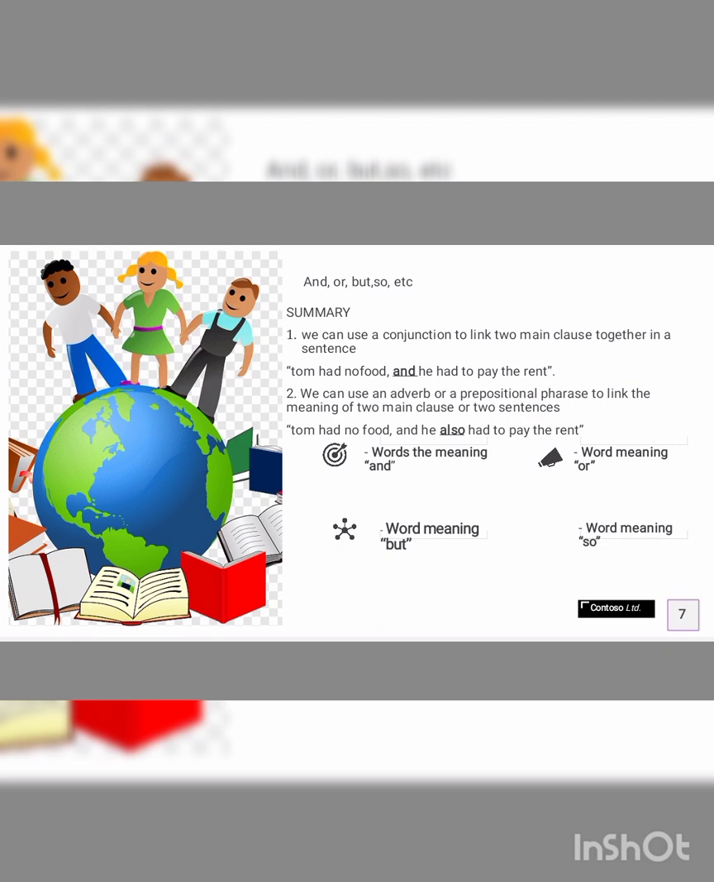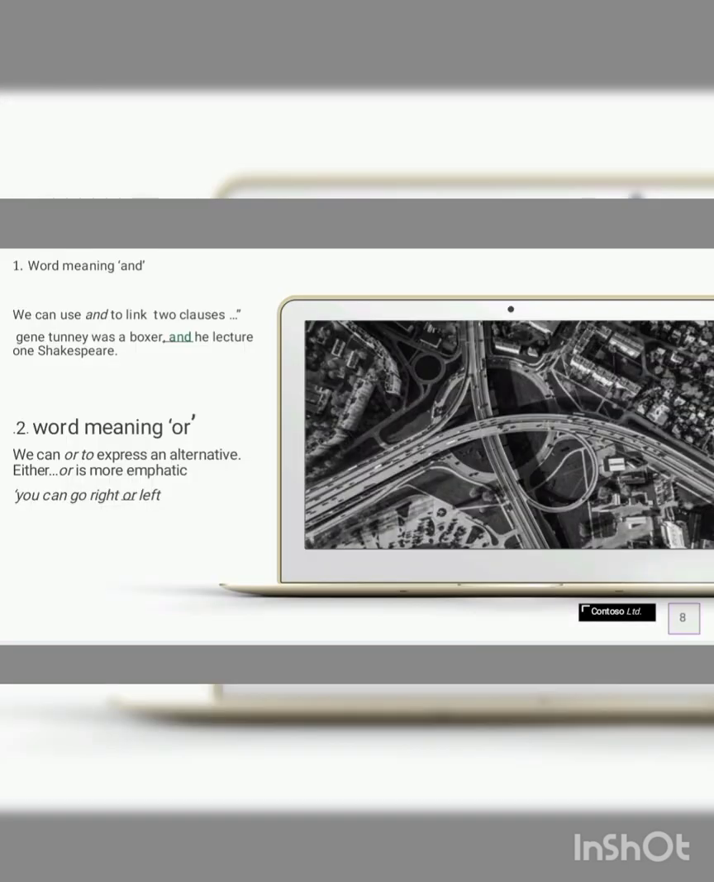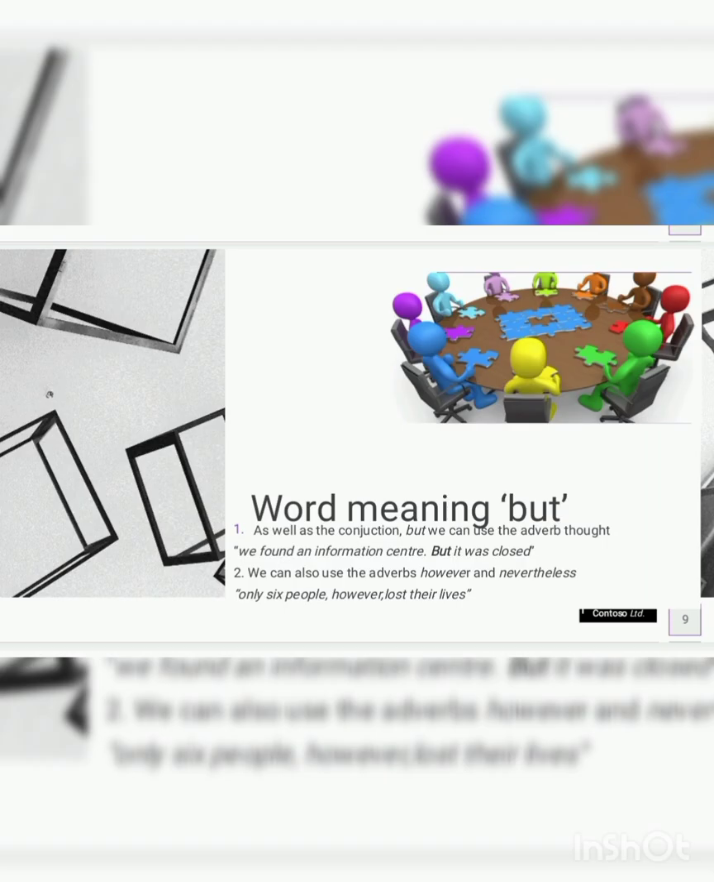Words meaning and, words meaning but, words meaning or, and the last, words meaning so. Number 1. Words meaning and. Example, we can use and to link two clauses. Anthony was a boxer and he lectured on Shakespeare. Number 2. Words meaning or. We can use or to express an alternative; either or is more emphatic. Example, you can go right or live.